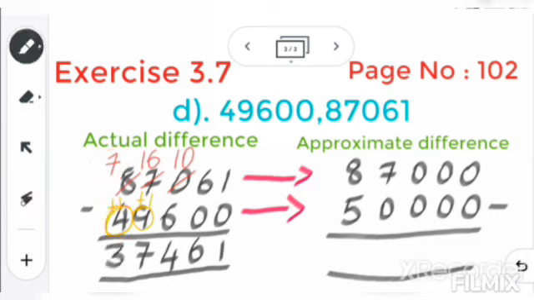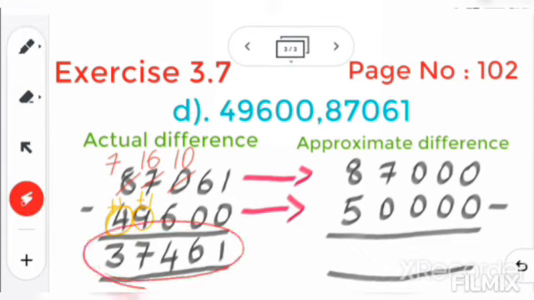So the actual difference is 37,461. The actual difference is 37,461. So now let's find the approximate difference. The approximate difference is easy. It will be very quick.